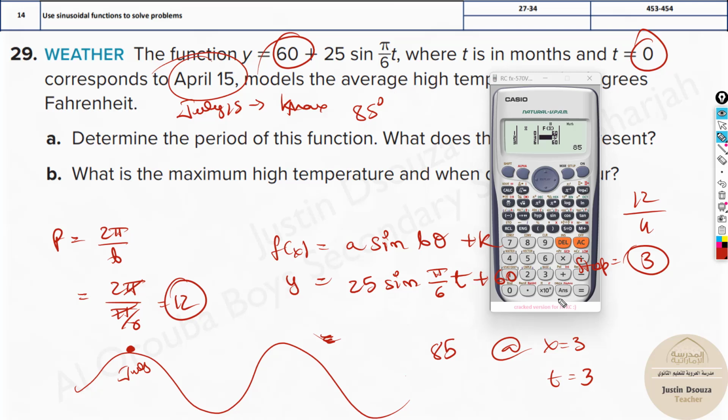So this is what we understand from here. See the maximum value over here, maximum high temperature is 85. When does it occur? It occurs 3 months after the initial. That means over here, April is the initial month. So 3 months after that would be July. So that is how we solve it.